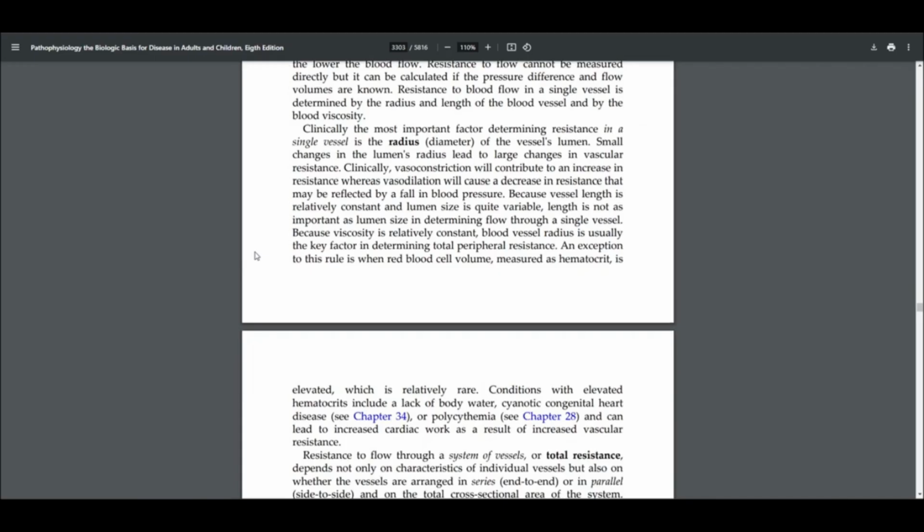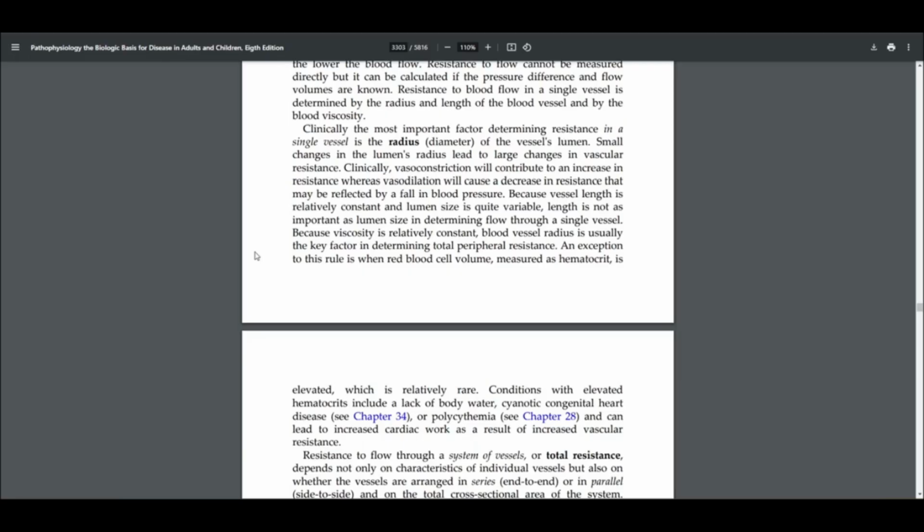Clinically, the most important factor determining resistance in a single vessel is the radius of the vessel lumen. Small changes in lumen radius lead to large changes in vascular resistance. Clinically, vasoconstriction can contribute to an increase in resistance, whereas vasodilation will cause a decrease in resistance that may be reflected by a fall in blood pressure. Because vessel length is relatively constant and lumen size is quite variable, length is not as important as the lumen size in determining flow through a single vessel.